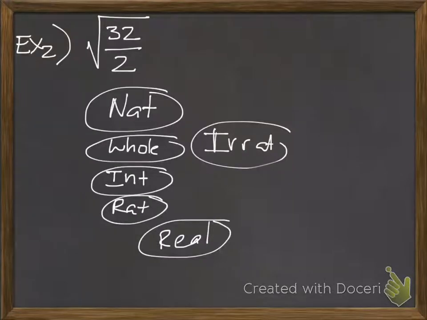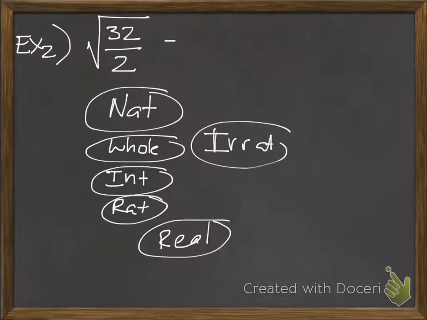Okay, so for our next example, we're going to take a look at the square root of 32/2. One of the things you might want to do, if at all possible, is simplify the number if you can. If you look at that, you think, hey, that's just a real number because it doesn't look like I can simplify that. It's a fraction, so it's not natural, it's not whole, it's not an integer. It could be rational. It probably is irrational. So first thing to do is see whether or not you can simplify it.